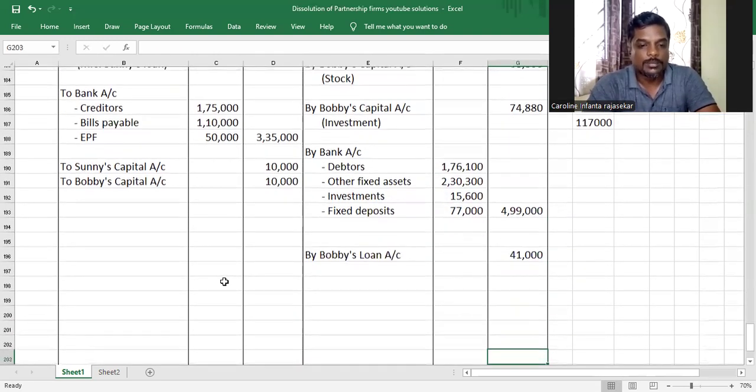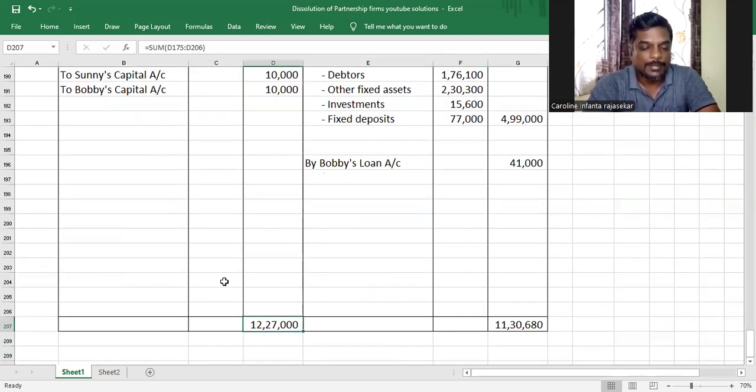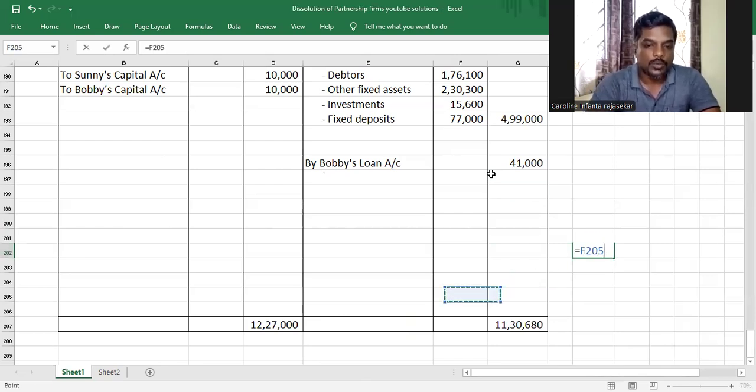Now we have added all the numbers and we find that the debit side total is 12,27,000 and the credit side total is 11,30,680. Which means what, my dear children? It only means one thing, and that is it is a loss. How much is the loss? 12,27,000 minus 11,30,680. Understood or not, my dear children?